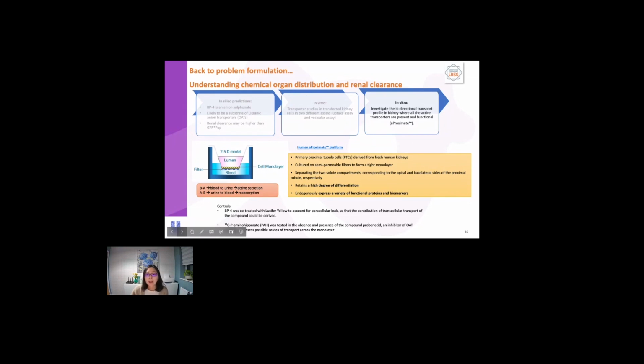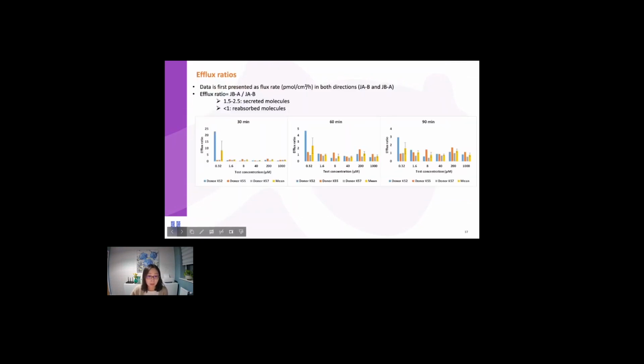This slide shows some of the main results. The data was first presented as flux rate, picomole per centimeter squared per hour, in both directions, represented by JA2B and JB2A. These two parameters were then used to calculate this efflux ratio. I think the general rule is if this ratio is between 1.5 and 2.5, or even higher than 2.5, it's mainly active secretion involved. However, if the value is below 1, it's mainly the reabsorption involved.